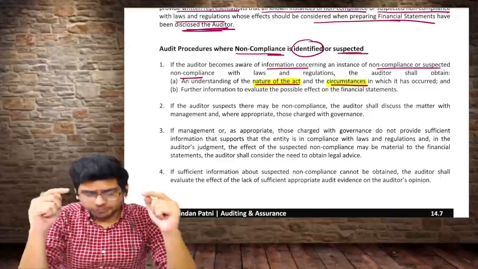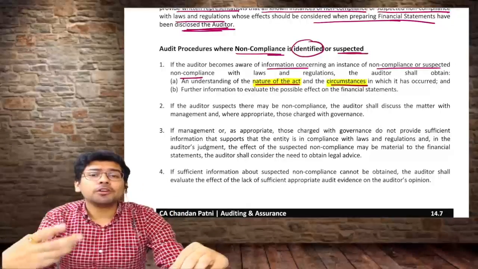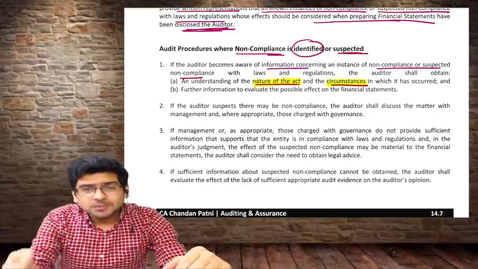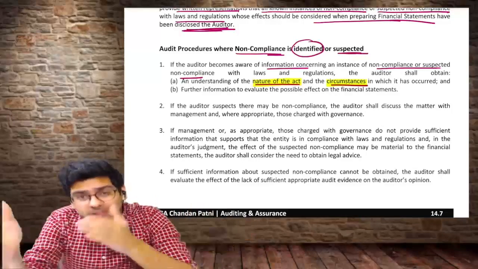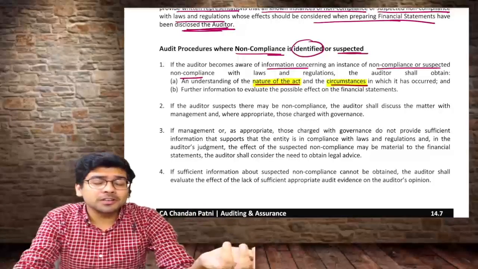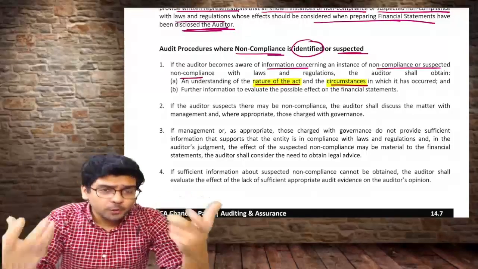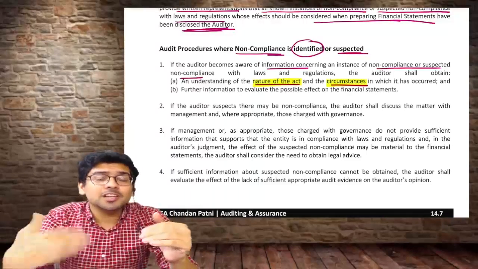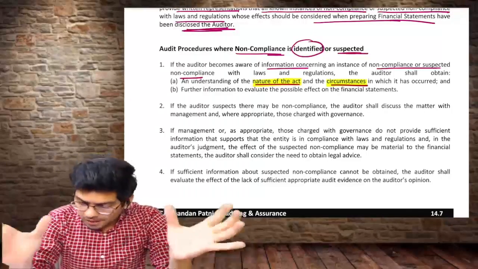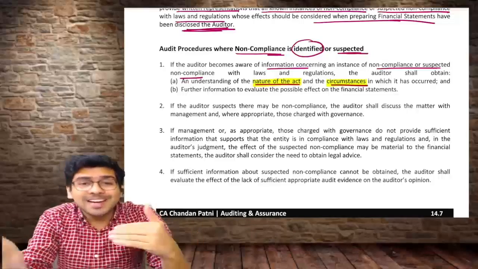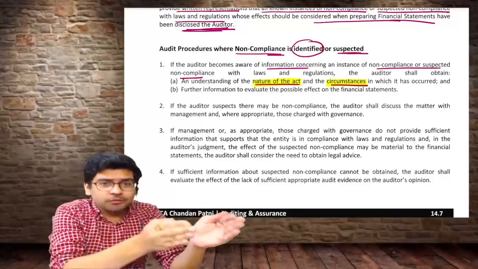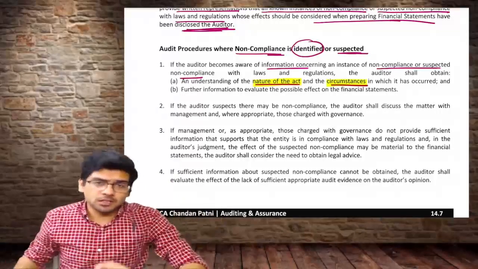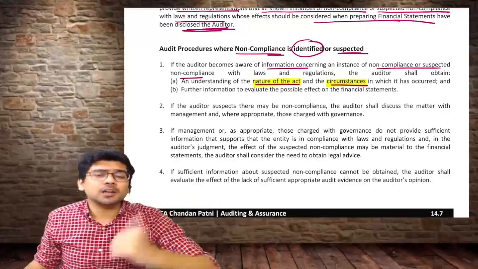So in the first point, I'm covering two things. If the auditor becomes aware of circumstances which indicate non-compliance or suspected non-compliance, then what shall he be doing? He shall first try to understand the nature of the act. What went wrong? What happened? What was the circumstance? And secondly, if this has happened, what is going to be the effect of the non-compliance on the financial statements? This is the second aspect he needs to be concerned about.